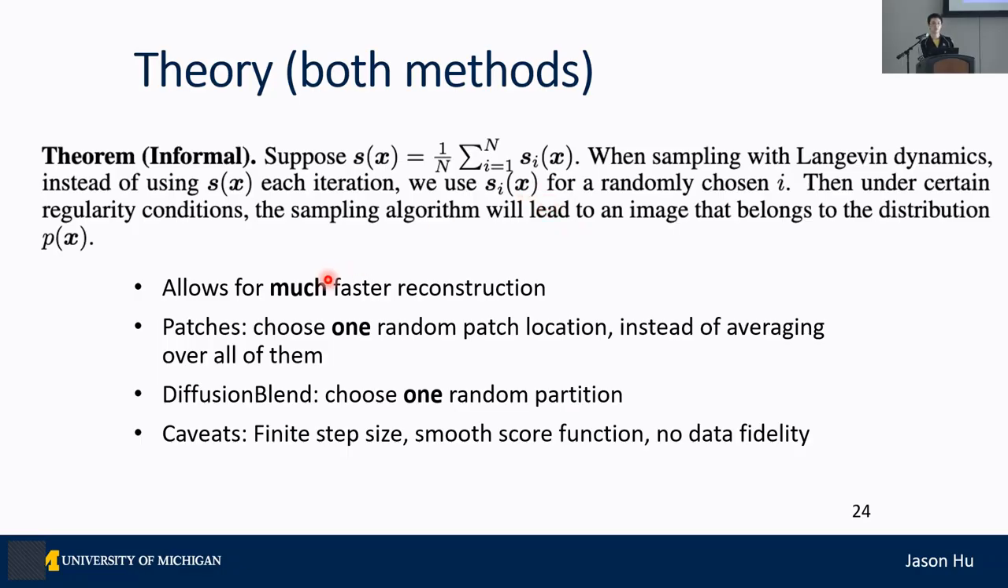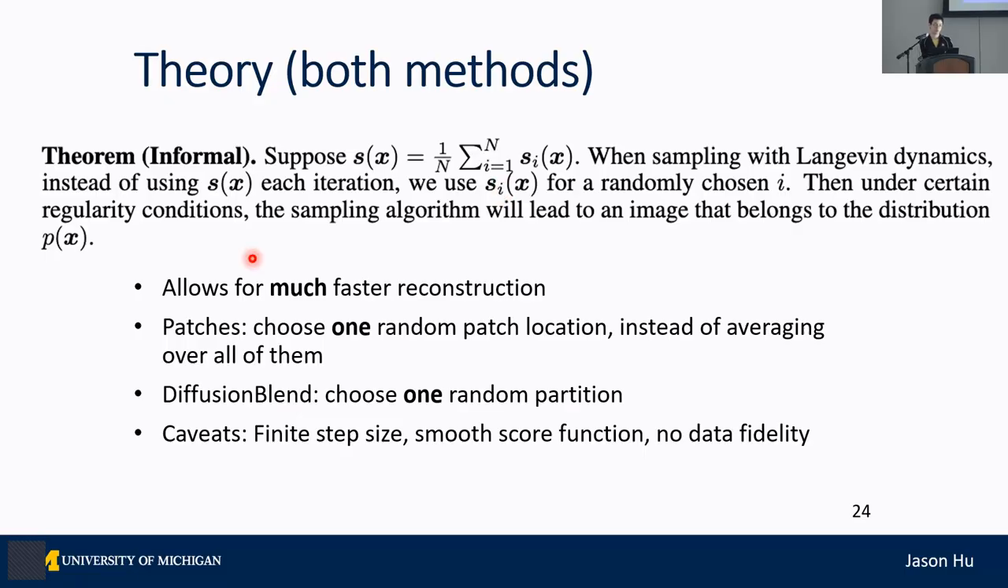And of course, this is a very important theorem because it speeds up the algorithm significantly. For example, for patches, instead of just having to average over every single patch location, we can just simply choose one of them at each iteration. And for diffusion blend, instead of averaging over all the many, many different partitions, we simply choose one such partition at each iteration, and this will allow us to converge to the same distribution.